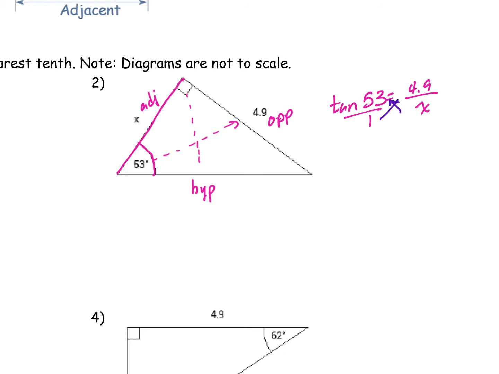So I'm going to cross multiply, and I get x tangent of 53 equals 4.9. And I'm going to divide by tangent of 53. So x is approximately going to be equal to, let's get out the calculator here, 4.9 divided by tangent of 53. So that should be 6.5.